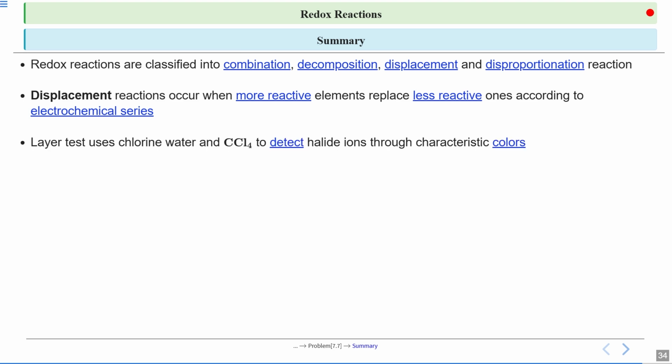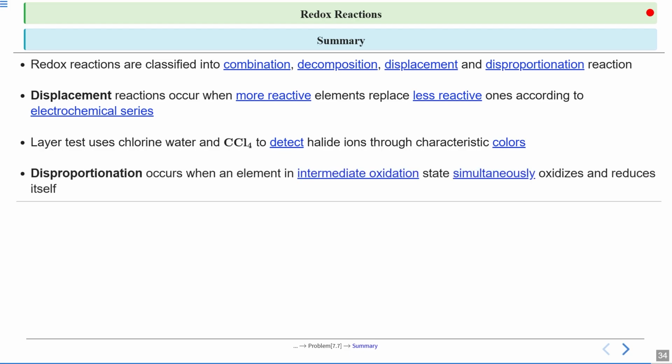And we have also studied the layer test, which is used to differentiate between the halide ions through their color property. And also, the disproportionation reaction only occurs when an element in an intermediate oxidation state simultaneously oxidizes and reduces itself. So I hope all these points are clear to you.